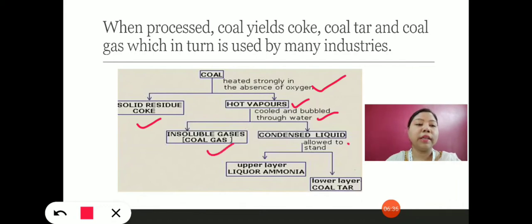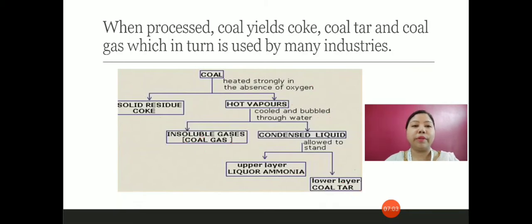Also condensed liquid is obtained. So now the condensed liquid is allowed to stand, and then two layers are formed. The upper layer is liquor ammonia and the lower layer is coal tar. So in this way, when coal is processed, we get coke and then coal gas and also coal tar, and these products are used for various purposes.